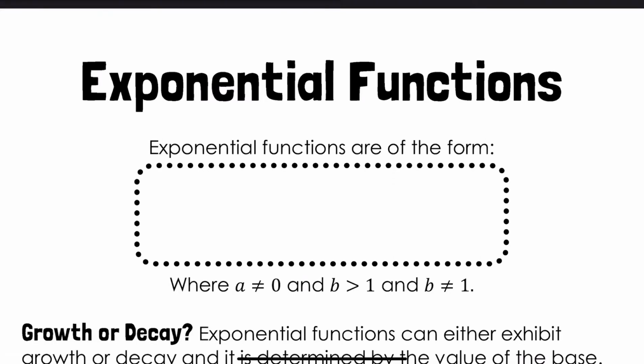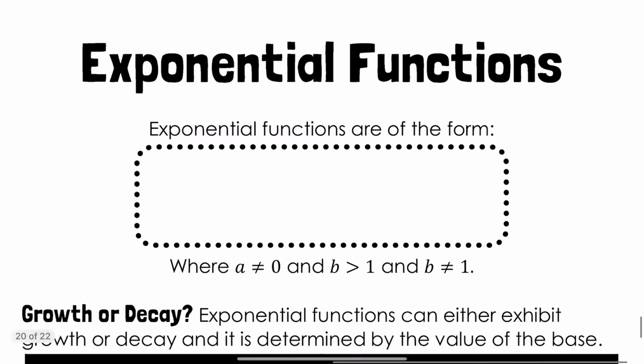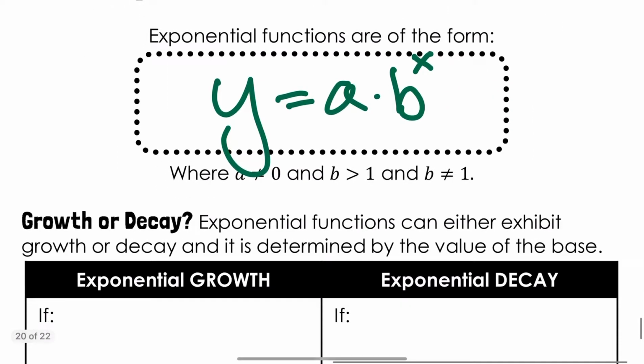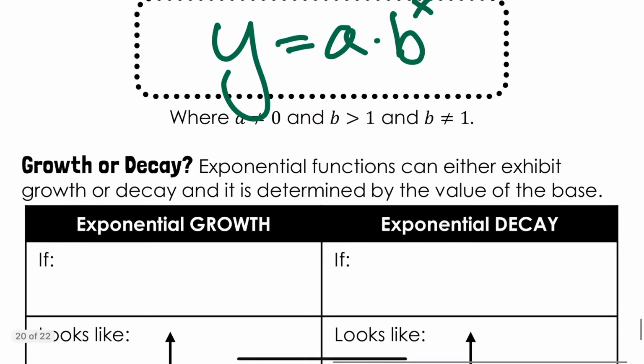All right. Hello, everyone. So today we're going to talk about exponential functions. Exponential functions are of the form y equals a times b to the x power. That's an exponent, so make sure it looks like that. So we have our a times b and our exponent x here. That is going to give us an exponential function. Sometimes we'll have something added on to the end or subtracted from the end here, but this is the basic form.